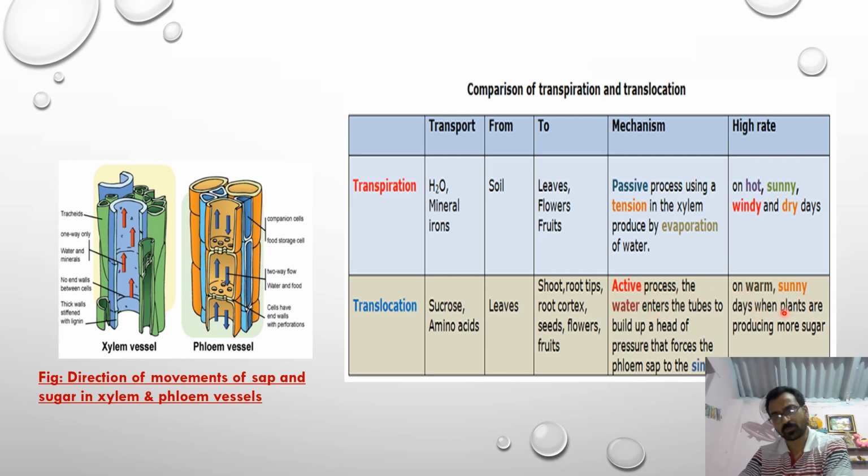The rate of translocation remains high during a sunny day when the rate of photosynthesis is high, but it never stops. It takes place always. You can see the diagram here. In this diagram, the xylem vessel has been shown. There is no obstruction. So it is a complete hollow vessel through which water is moving upward in a unidirectional way. They have some associated cells like tracheid elements.